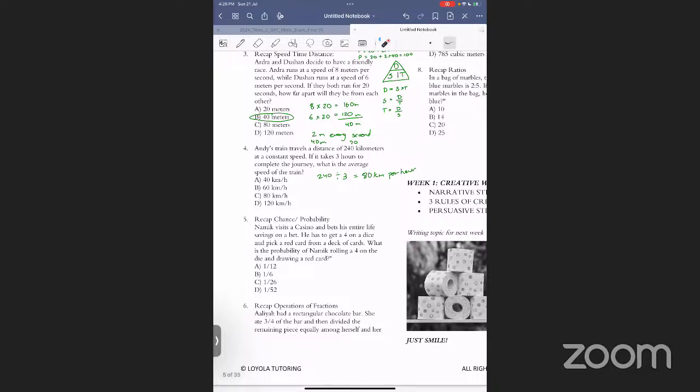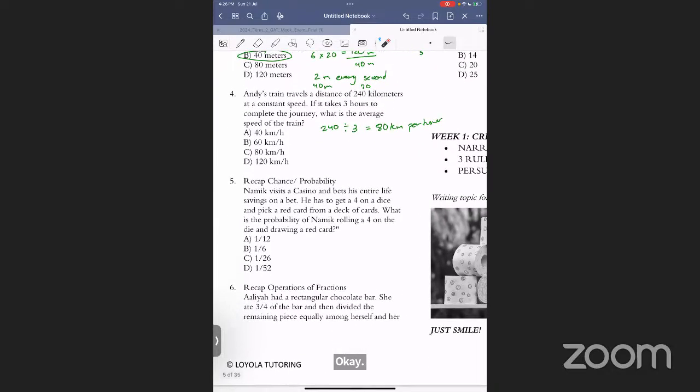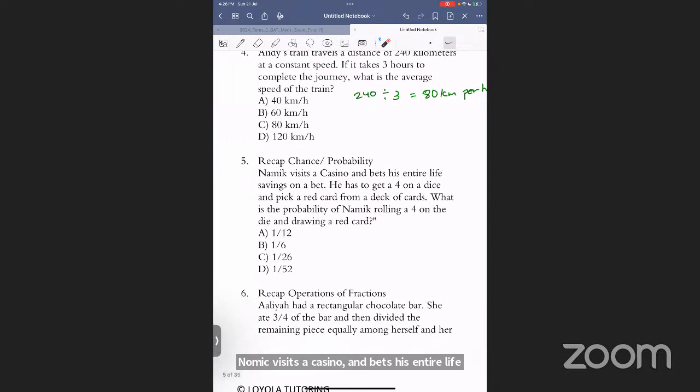Okay. So let's get started. Let's give question number 5 a shot now. All right. So question number 5. Namek visits a casino and bets his entire life savings on a bet. He has to get 4 on a dice and pick a red card from a deck of cards. What is the probability of rolling a 4 on the dice and drawing a red card? So let's take a look.